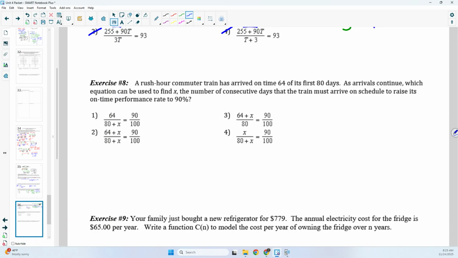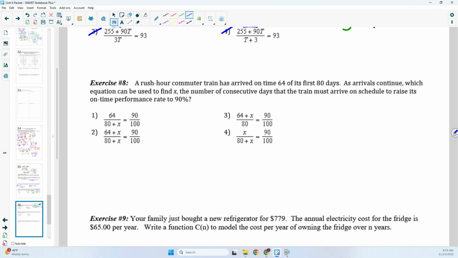A rush hour commuter train has arrived on time 64 of its first 80 days. As arrivals continue, which equation can be used to find X, the number of consecutive days that the train must arrive on schedule to raise its on-time performance to 90%.